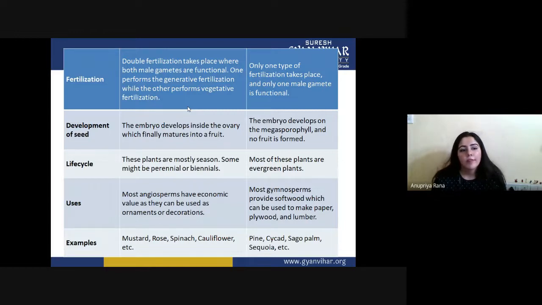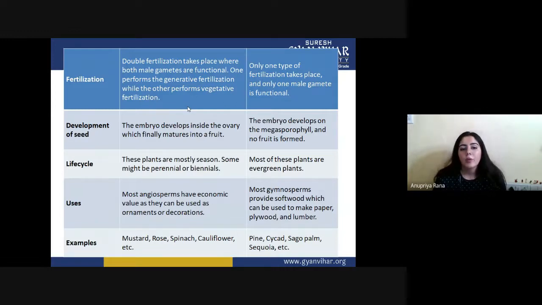If we talk about the developmental pattern of the seed, in angiosperms the embryo develops inside the ovary, which finally matures into the fruit, because the fruit has to form from the flower. So the seeds need to be formed inside the fruit. But no fruit formation is done by the gymnospermic plant. They just have the mature megasporophyll, and a new plant is made from that developed, matured megasporophyll.